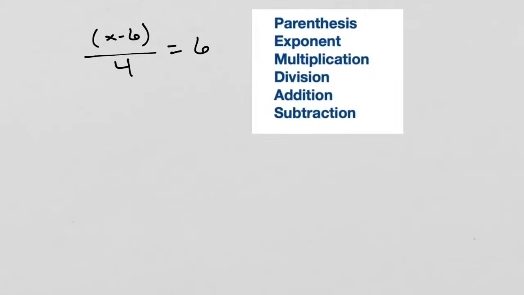Let's look at (x minus 6) over 4 equals 6. Please pause this video and try it before you watch our solution. Here we have a division operation and an operation in parentheses. Let's write our order of operation. From the reversal of the order of operation, we have to do division first, parentheses last.